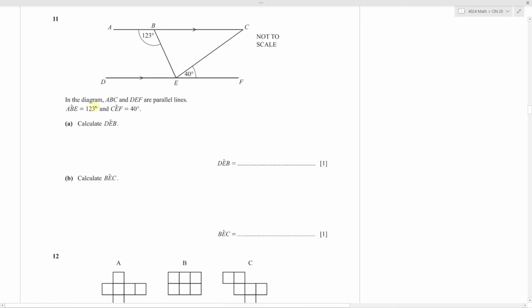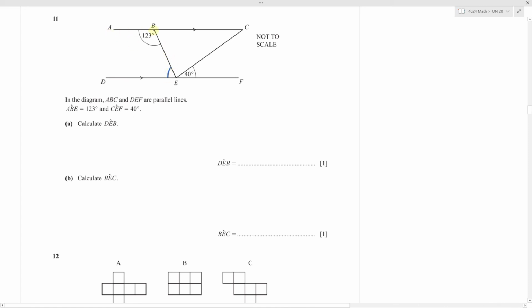Question number 11 is, in the diagram A, B, C, and D, E, F are parallel lines. ABE is 123 degrees and CEF is 40 degrees. Part A is calculate angle DEB. So DEB is this angle here.